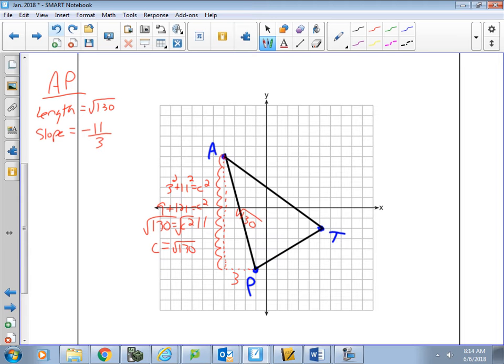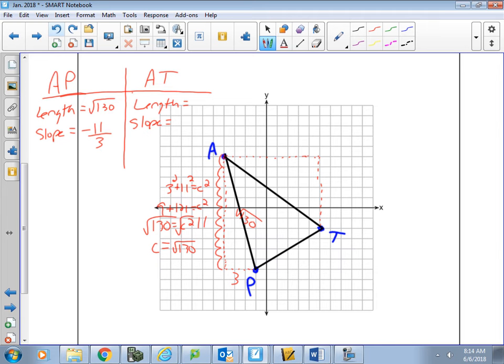All right, now, what about PT? Let's do PT. No, I'll do AT now. All right, so let's do AT, the length and the slope. So AT is going to be, same thing, I'm going to count, make a right triangle from here, right here. You don't have to do the dotted line. I don't know why I like to do that, but I'm doing it.